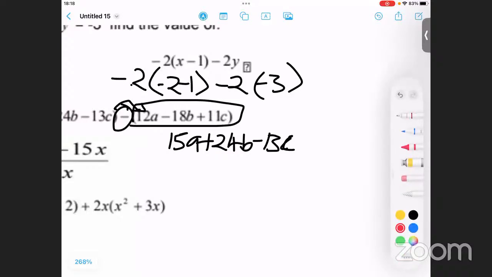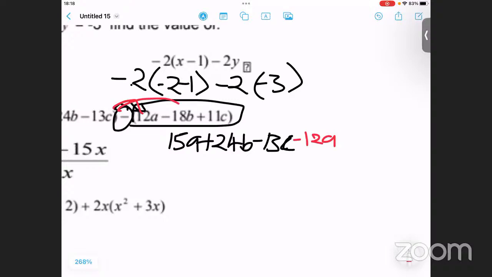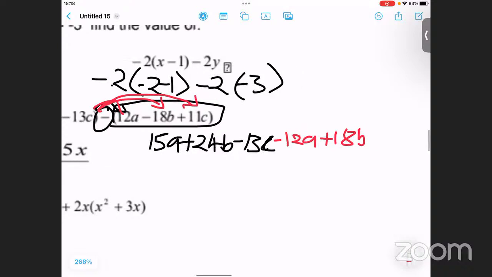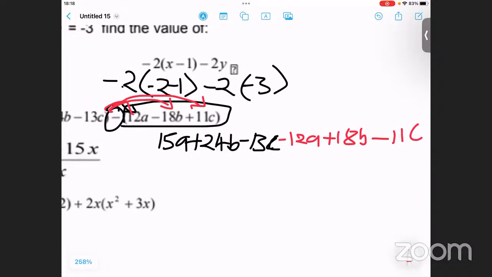Let me change the color. So it's minus multiplied by 12a. We're going to have minus 12a, then minus multiplied by negative 18b. We're going to have plus 18b, and then we're going to multiply the minus again with a positive 11c. So we're going to have minus 11c. So we got rid of this minus between the brackets. Okay, now we can add everything.